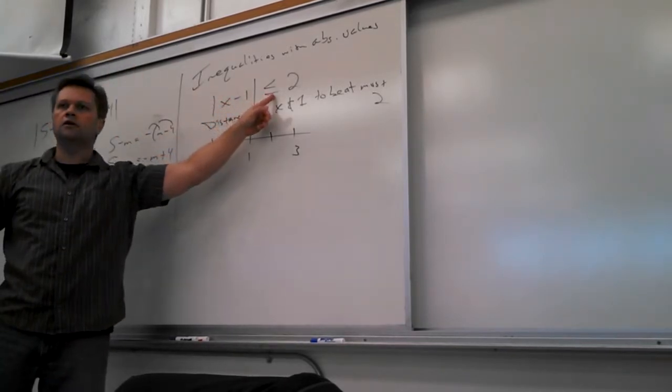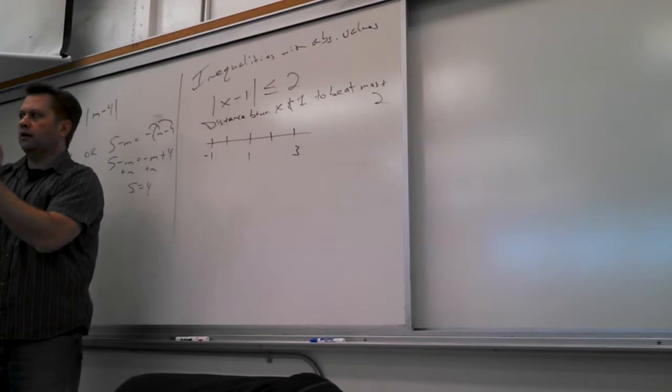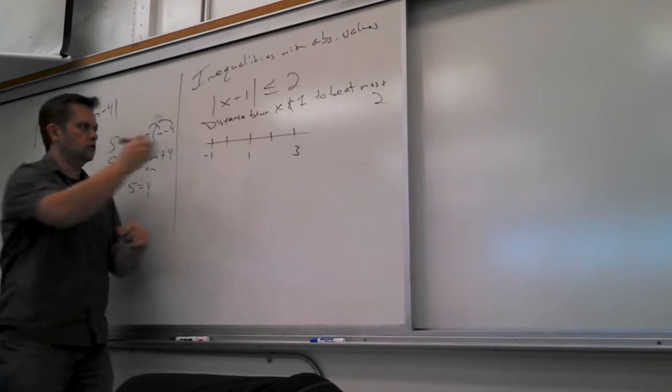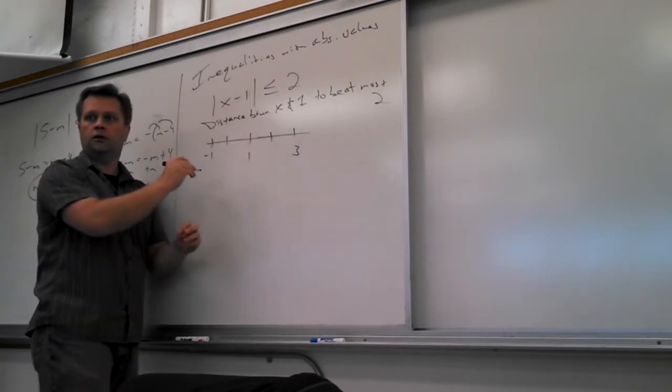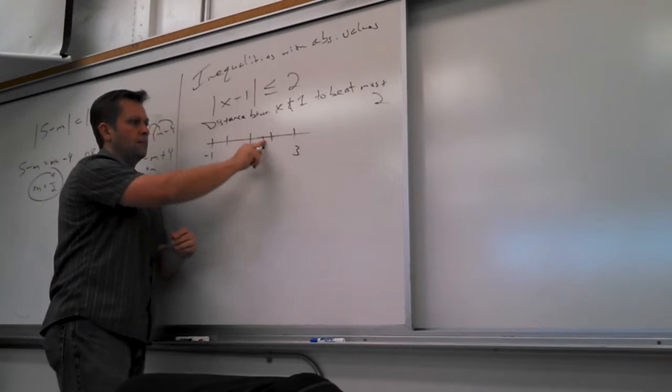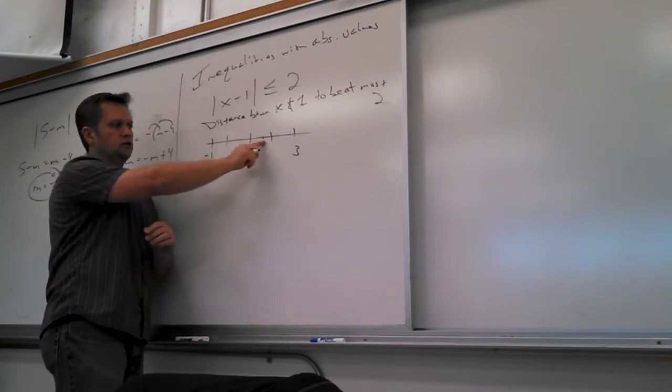Why is this different? Because it's going to include everybody that's... All the points. Yeah, so it's going to be all these points in the middle. Is this at most 2 away from this? Yeah, it's less than 2 away, isn't it?